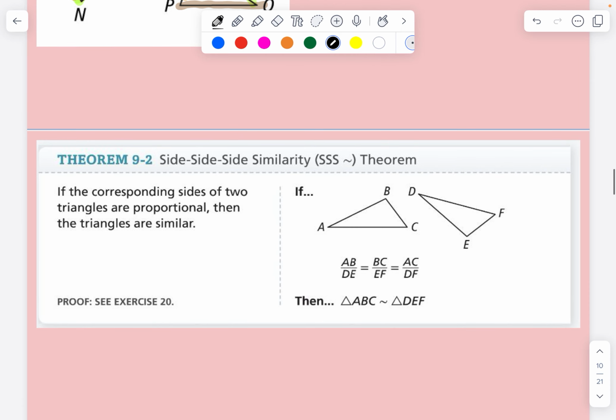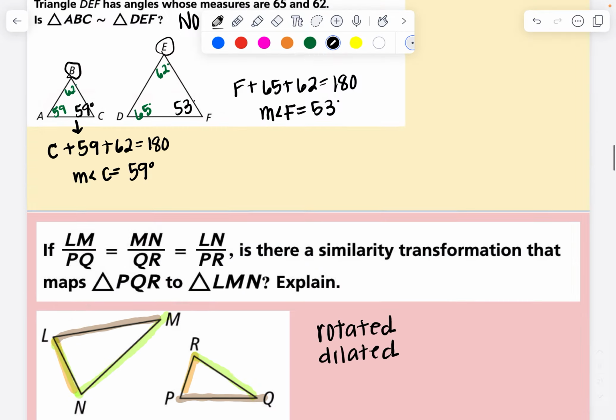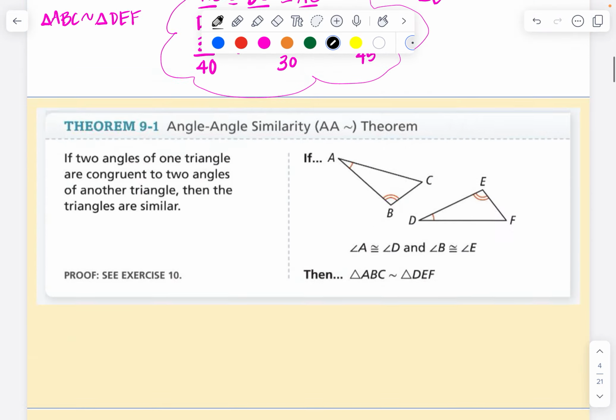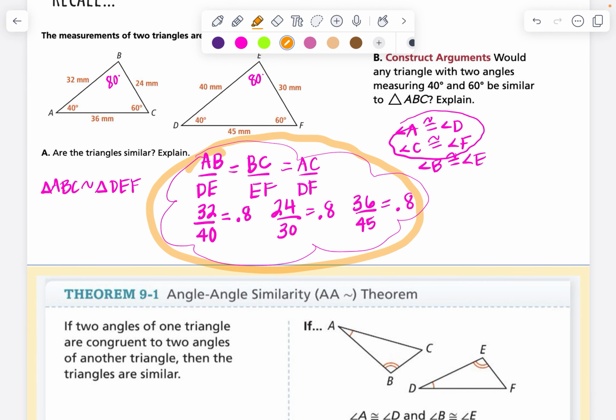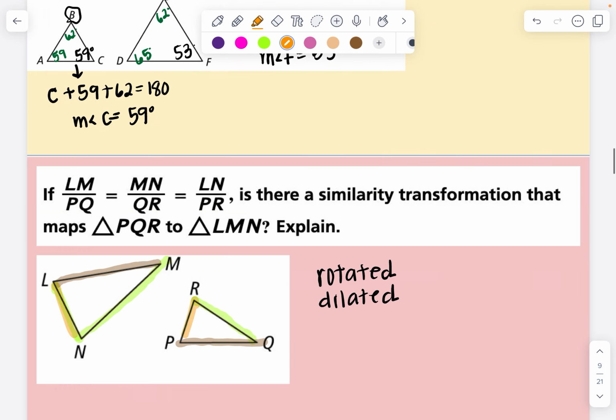That leads us to the side similarity theorem, which just says if all three sides of one triangle are proportional to all three sides of the other triangle, then the triangles are similar. So if we look back up here, I just needed to be able to show this part. So just showing that can also tell me that the triangles are similar.